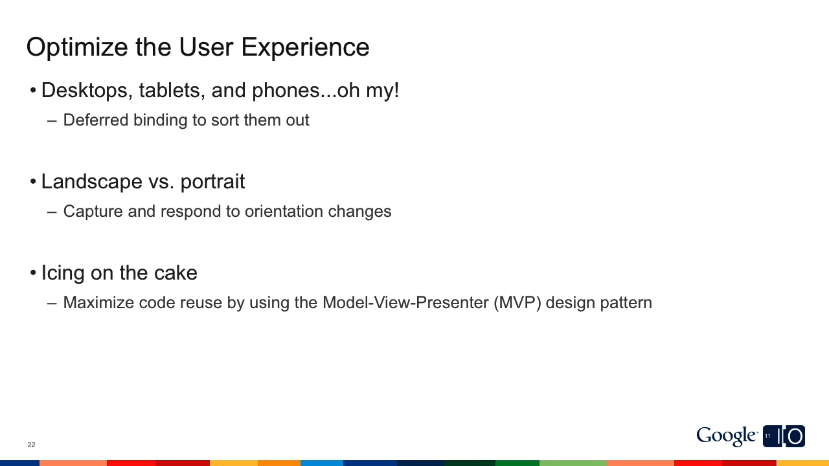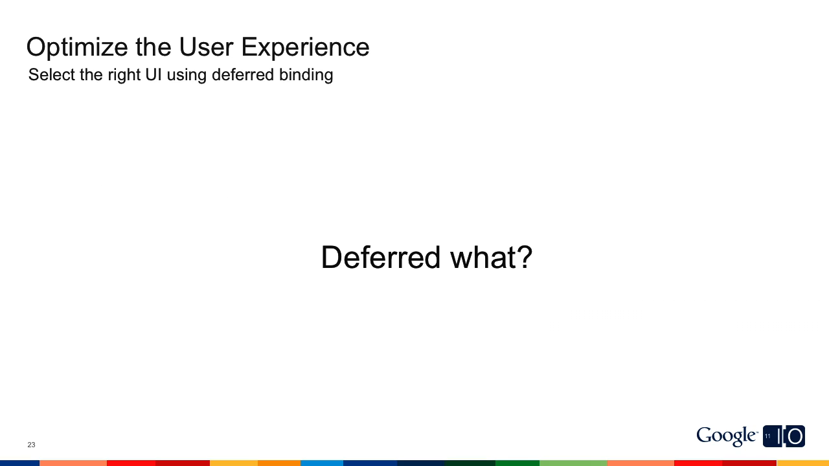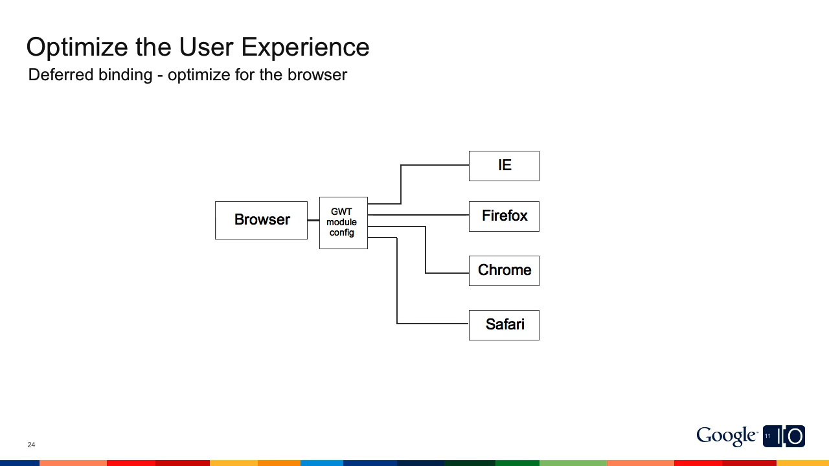So talking about how to select the right UI per device, we're going to use deferred binding to sort them out. Now, if you aren't familiar with GWT, or you haven't dove in a little bit deeper, you might not know exactly what deferred binding is, so we'll do a little recap. At the heart of GWT is this notion of being able to generate a browser-specific version of your application and then serve that up when that browser selects it, right? So you get the optimal application.